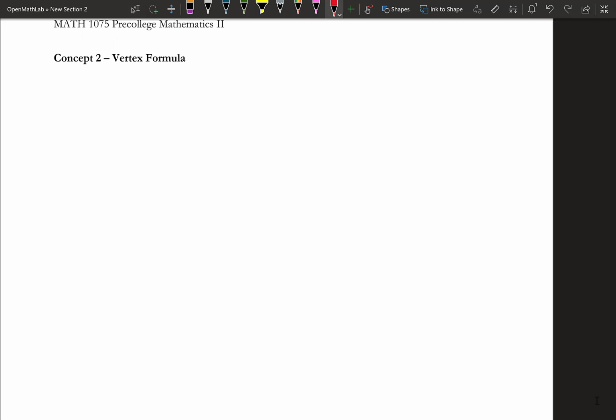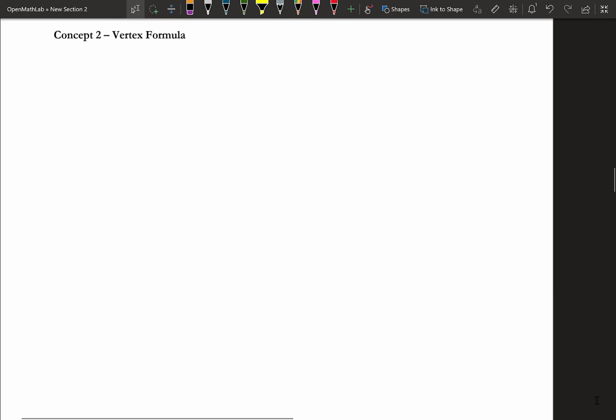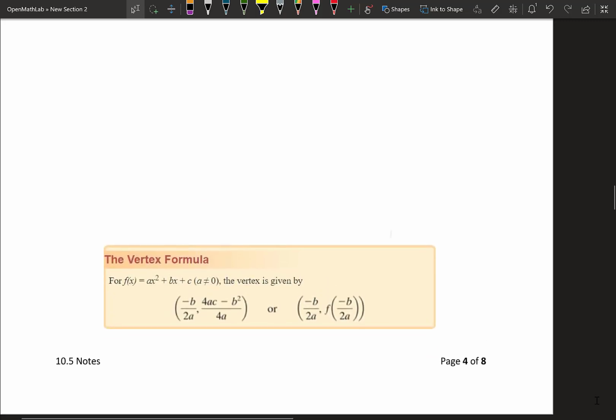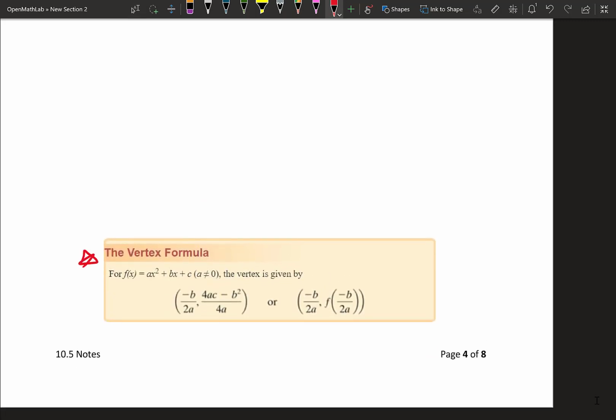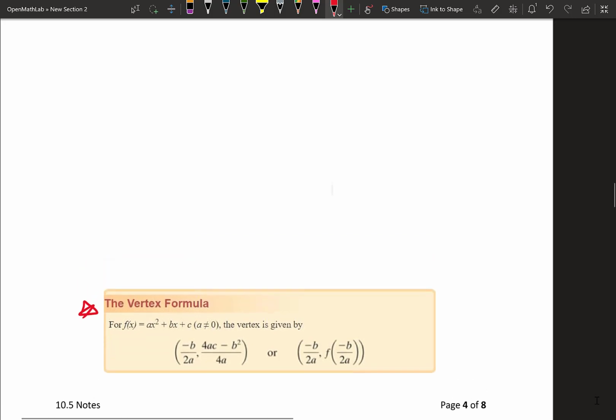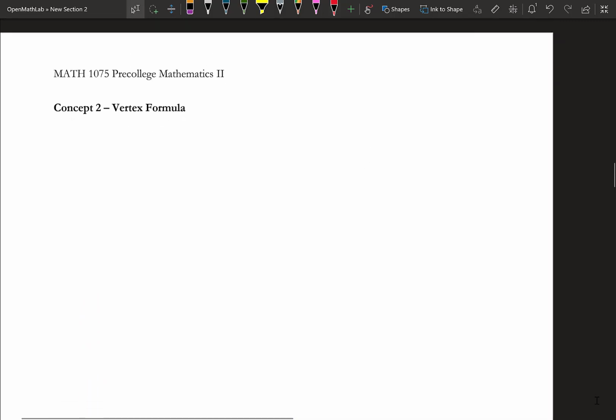All right, so the next concept is mainly just me deriving the vertex formula. That's all that's really in the text for this. So if we look at the very bottom of this page, this is the vertex formula. If I have this equation f of x equals ax squared plus bx plus c, when a is not equal to 0, the vertex is given by these two expressions.